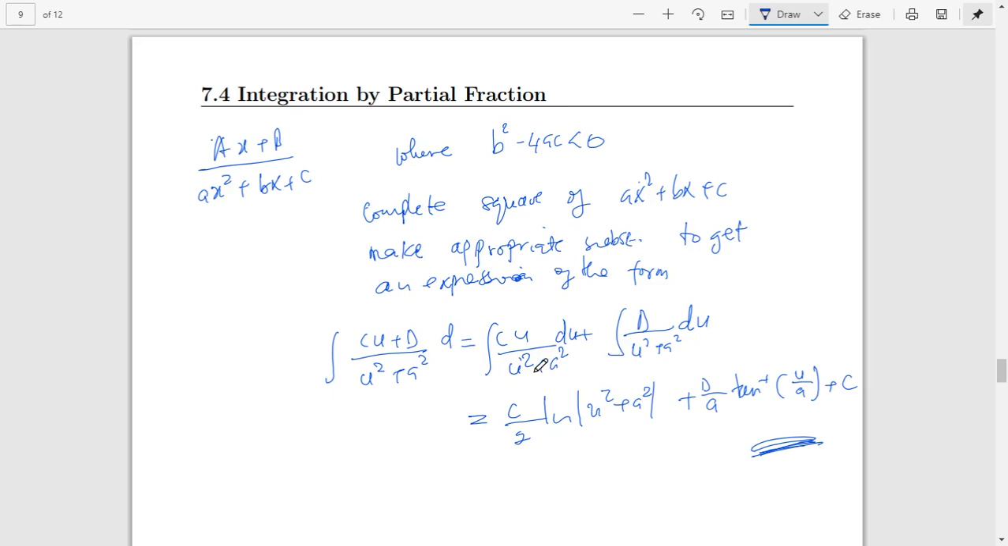Now, we've seen how to solve when the denominator has an irreducible quadratic expression or factor. What if we have multiple or repeated quadratic expressions that are irreducible? How do we integrate such expressions? That is what we'll be focusing on in the next video.